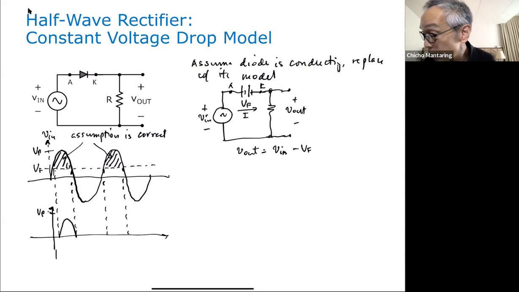Yung output natin will be like this, where the difference between the two, this is now V-peak minus VF. Ito yung dating V-peak niya. This will be V-peak minus VF. No? Because your input will always have VF subtracted from it at the output. Okay.